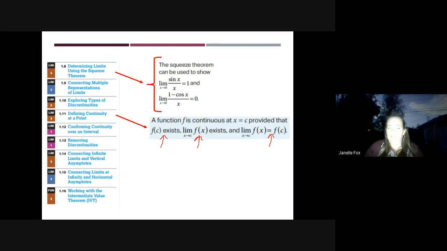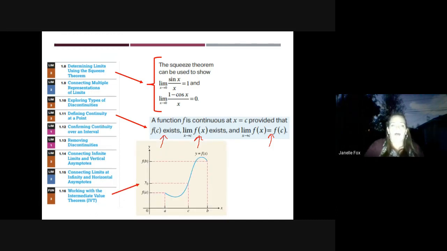That's what it means to be continuous. And it could fail any one of those three spots, and then that would mean that it's discontinuous. Another thing in here about removing discontinuities: you can only remove a discontinuity if you can plug up a hole in the graph. If it's at two separate spots, you can't remove that discontinuity.